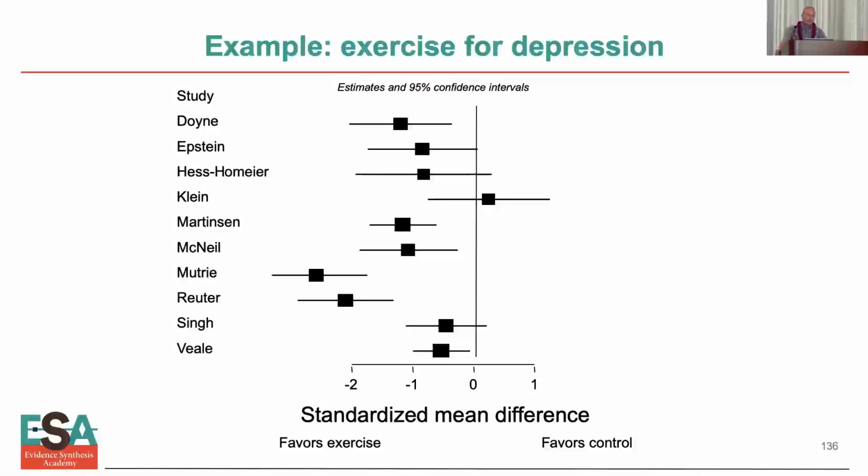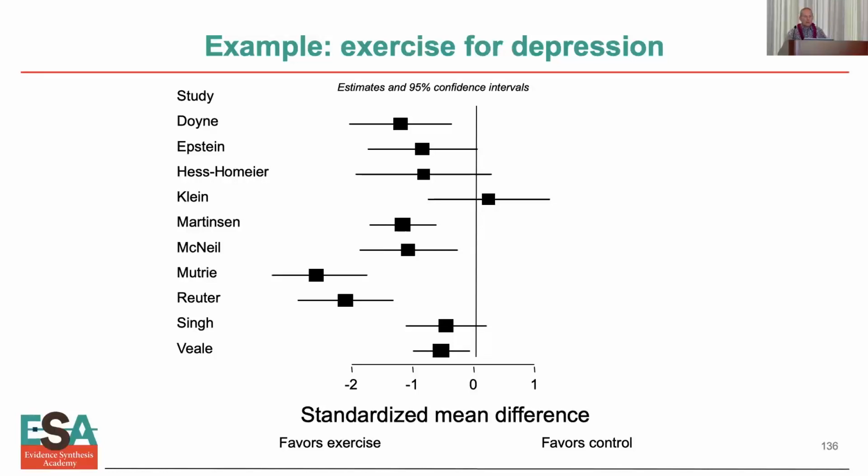So here's an example where we're looking at the effect of exercise on reducing depression, and the outcome here is a standardized mean difference. And so you can sort of think of these numbers here as standard deviation units. So this study, for example, is centered at about -1. That means that in this study, the exercise group reduced the depression by about 1 standard deviation.